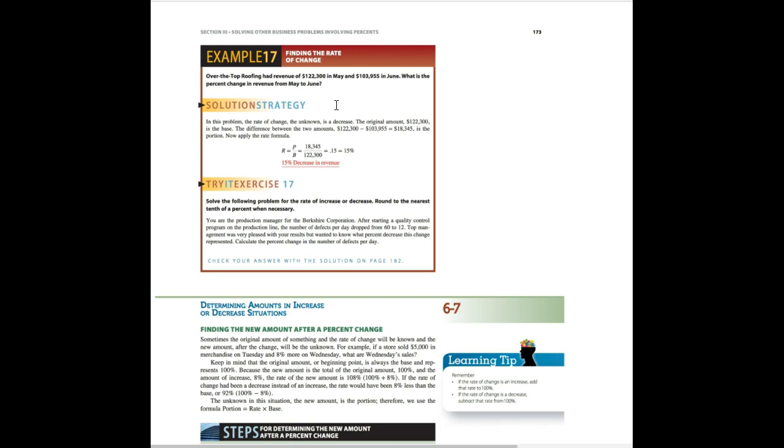What we started with, so May comes before June, so that's our base, $122,300. Then we're going to find the difference. We're going to subtract, and we get $18,345. That's the portion. All we do is plug it in. We get 0.15, which is a 15% decrease in revenue.